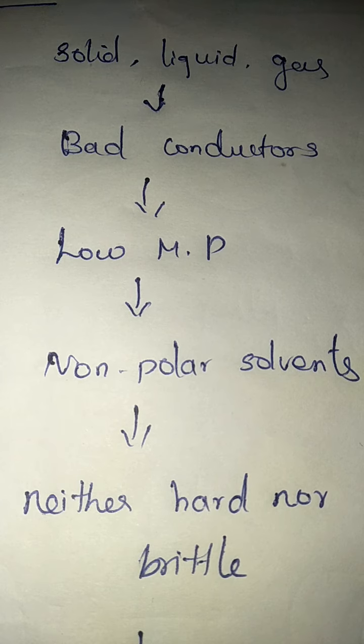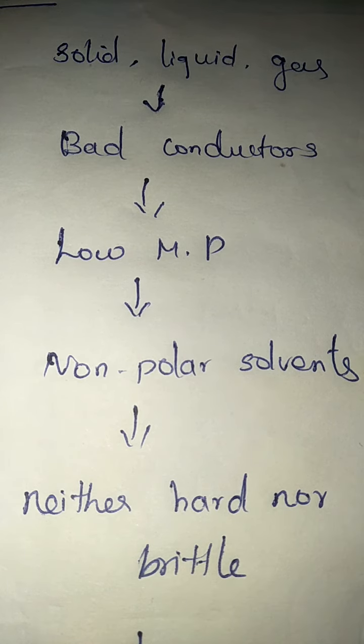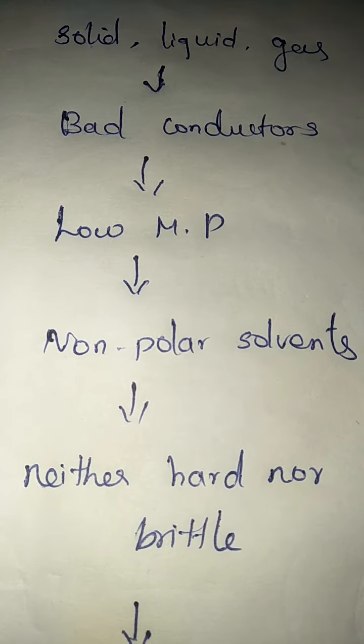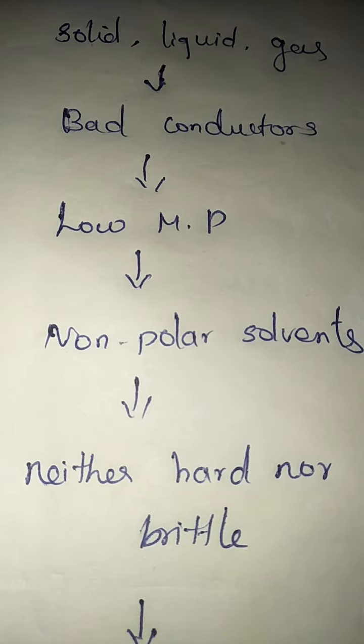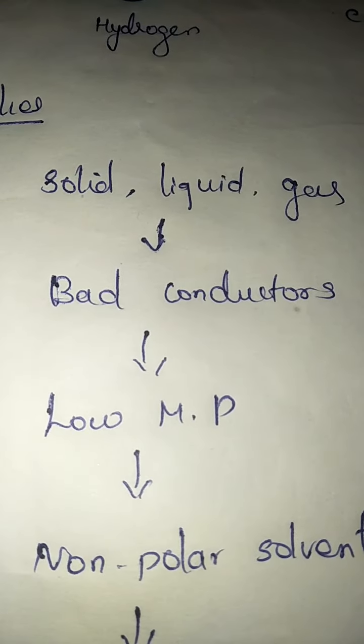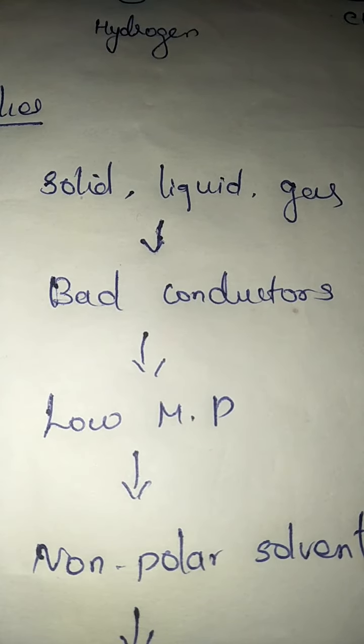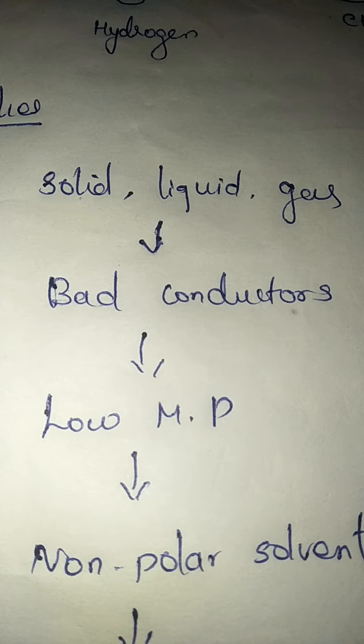They undergo reactions slowly, not like ionic bonds. This is about the properties. So what are the properties? First, the physical state. It can exist in all three physical forms: solid, liquid and gas. Solid example diamond, liquid water, gas oxygen gas.